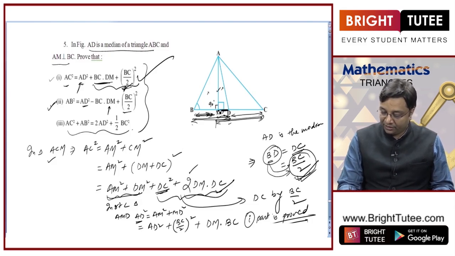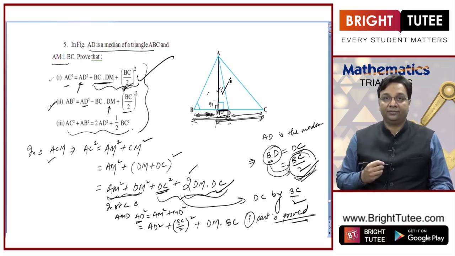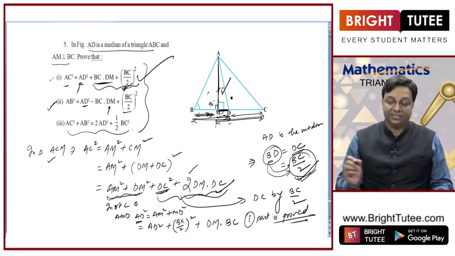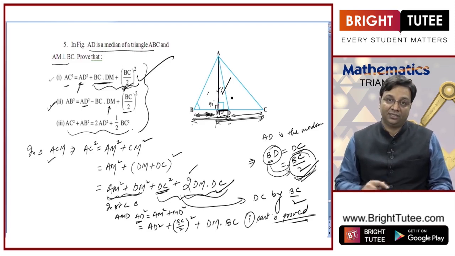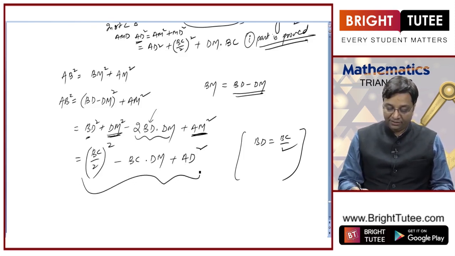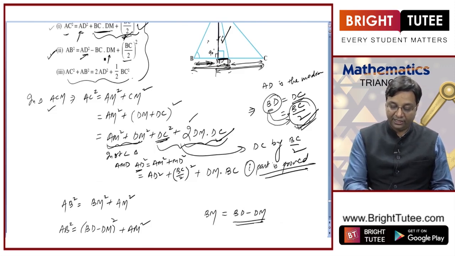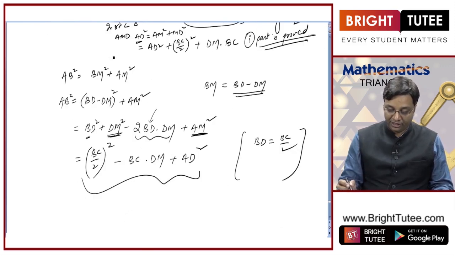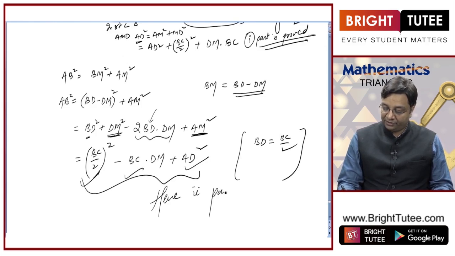Now look at these two remaining parts, DM square and AM square. DM square and AM square will give me AD square, because AMD is a right angle triangle with AD as hypotenuse and AM and MD as the other two sides. So this combination will give me AD square here. Now look at this, if this is your desired result or not. AD square plus BC by 2 whole square minus BC into DM. Hence, second part is proved.